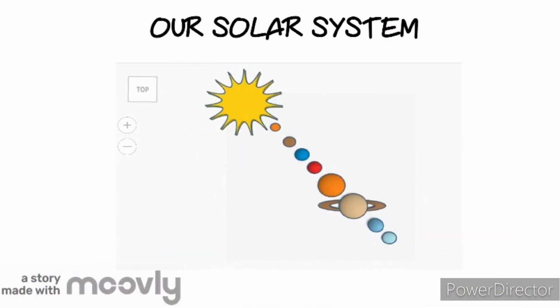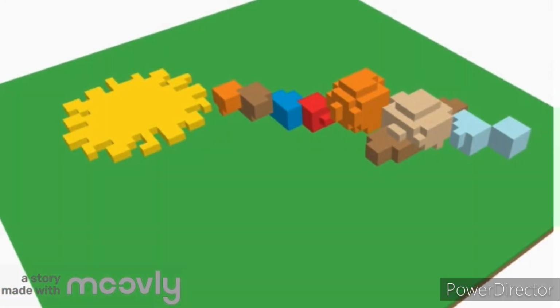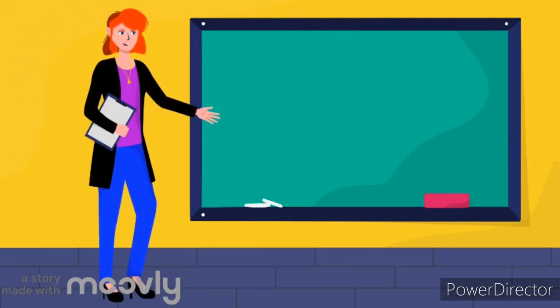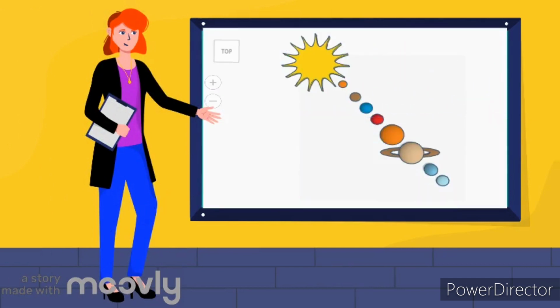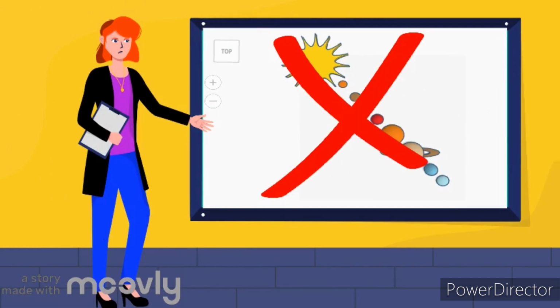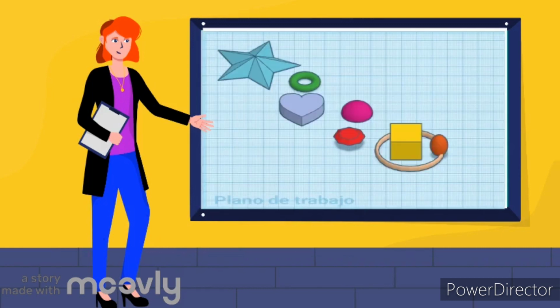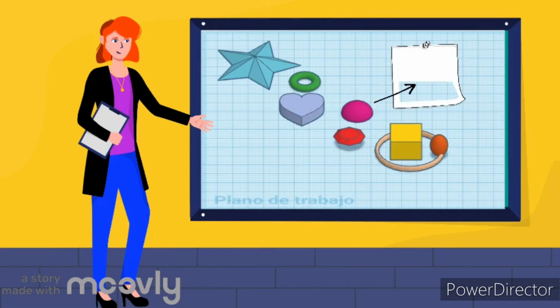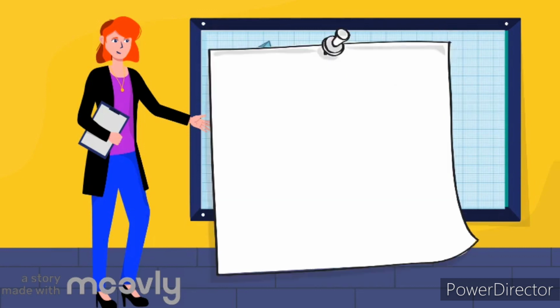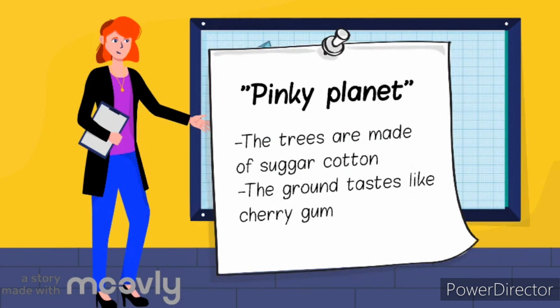It has different formats like this one of blocks, and it can be seen from all of its angles. As you have seen, the one that I made is our actual solar system. But that is not what the students have to do. Once they have learned about the real solar system, they have to create their own one, adding some information about the characteristics of each element. For example, this one is called the Pinky Planet, where the trees are made of cotton candy and the ground tastes like cherry gum.